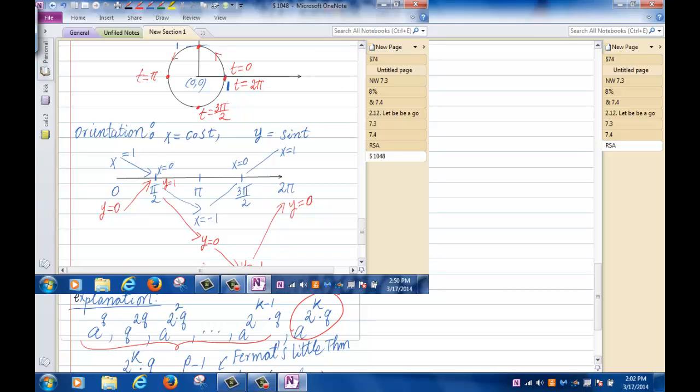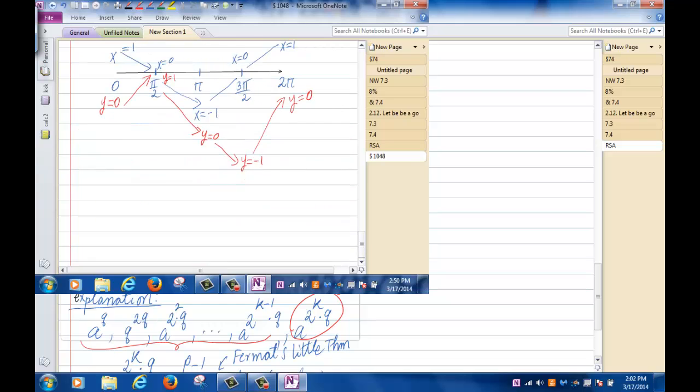Is that making sense? So I got the entire circle exactly once, and I am tracing it what? Counterclockwise. So the orientation is counterclockwise. Are we okay with that?